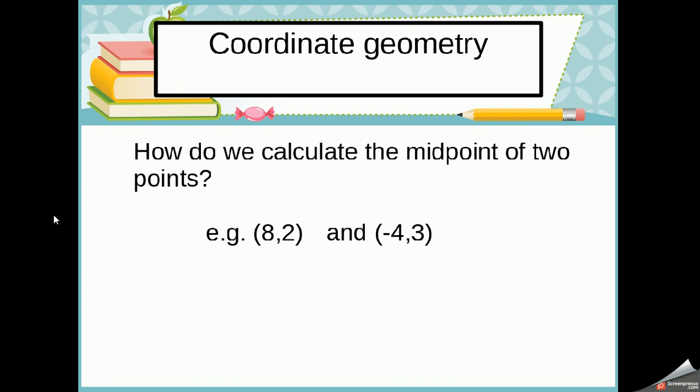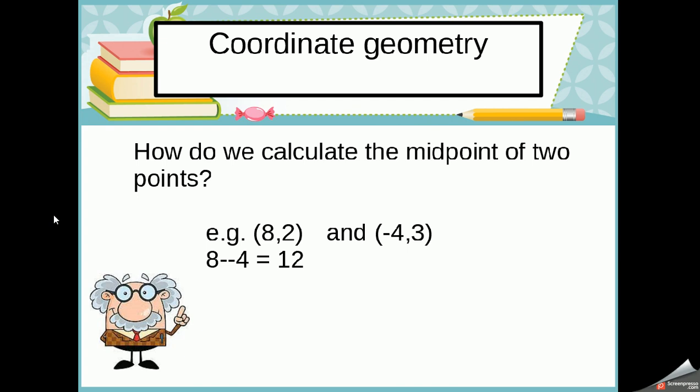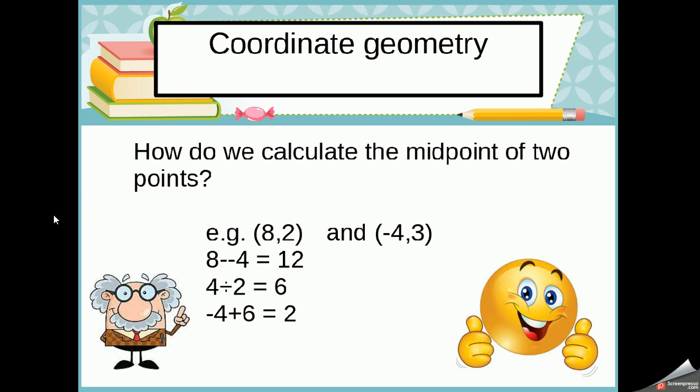Well, for instance, if I'm given the coordinates 8, 2 and minus 4, 3, I can work out the coordinate between the two. It's quite a simple technique. All I've got to do is find the difference between the two x coordinates by deducting the smaller one from the larger one. In this case, 8 minus minus 4 is 12. Then divide that number by 2 to give me 6 and add it on to the lower value. So minus 4 add 6 is 2.